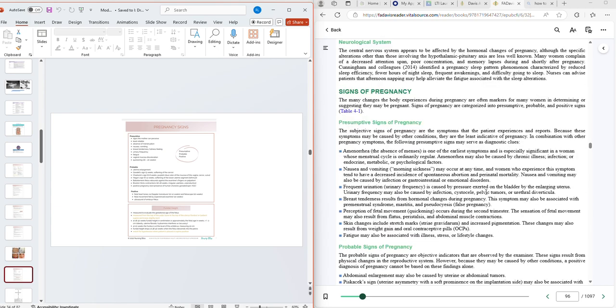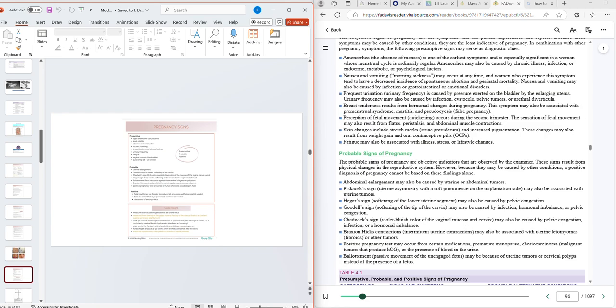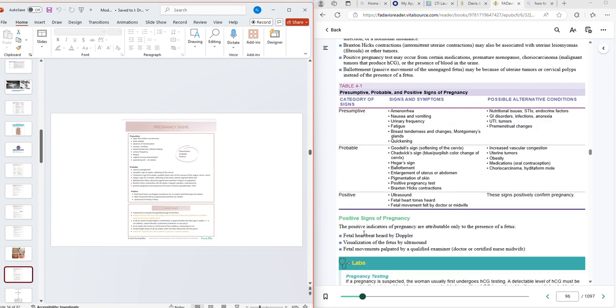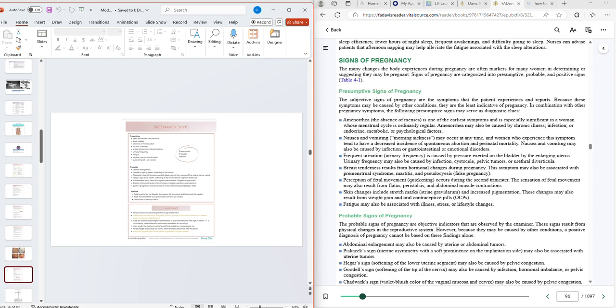Signs of pregnancy. On page 96, there's lots of information you need to know there. There are different signs of pregnancy: presumptive signs, probable signs, and positive signs. You need to know the difference. There's a chart that is a wink and lollipop. I'll show you in just a second. Under presumptive signs, another wink and lollipop is this.